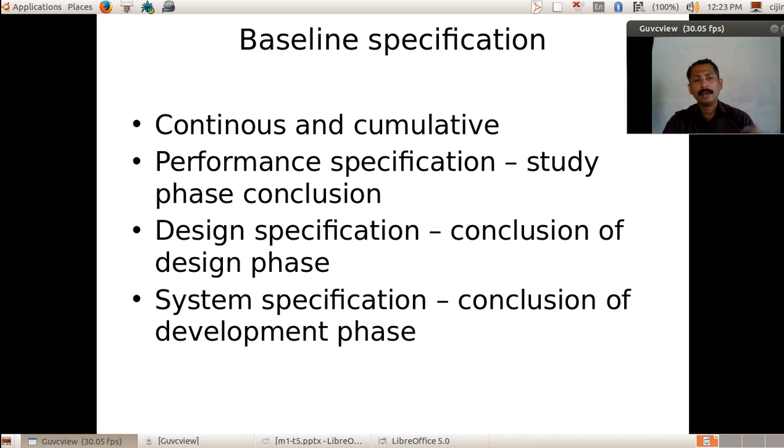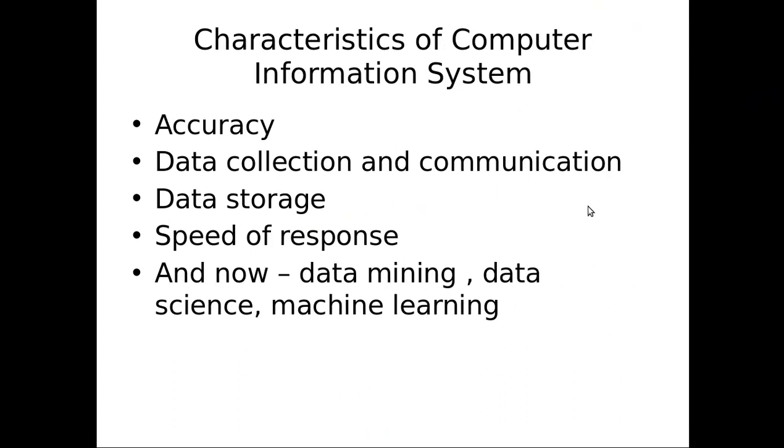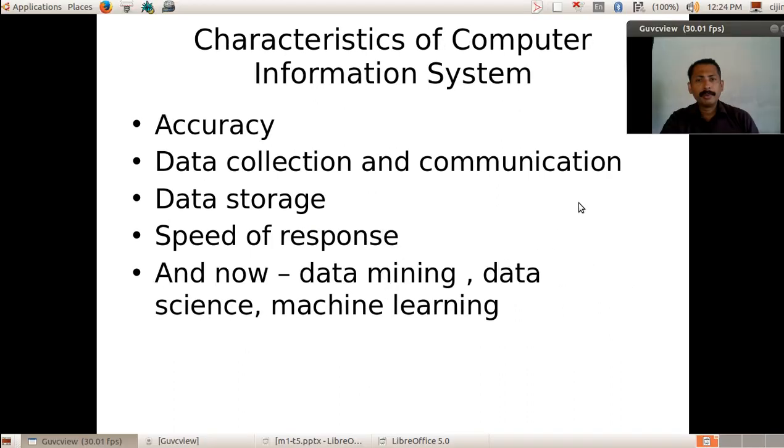specification. And after the design is complete, it is moved to system development. After development, we are creating the manuals on how you have to use this machine. That is the system specification. Okay. And if you are using a computer based system, then all the properties of computers have to be met: accuracy, speed, data storage, everything. Data collection and communication have to be automated.